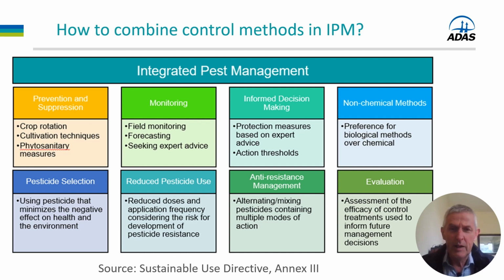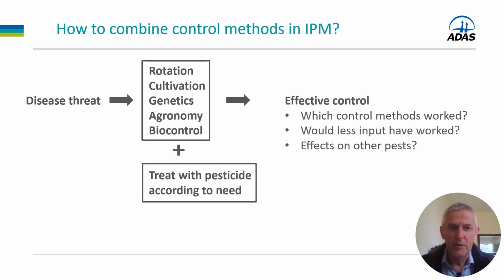And if we just take a look at how those 8 principles look in practice, what it boils down to is, on the left, we're aware of a disease threat, or typically several disease threats. We're picking some combination of rotation, cultivation, the genetics of the variety, agronomy, perhaps biological control if that's available, to ameliorate that threat, and then making an assessment of whether there's a need for a pesticide treatment to back up those non-chemical methods. And if we get those decisions right, we obtain effective control.